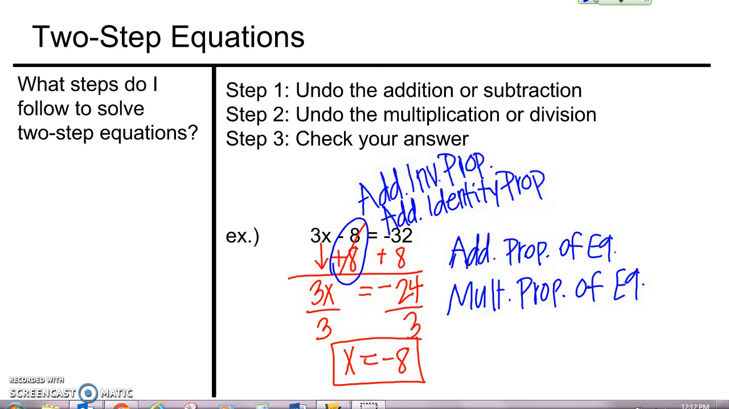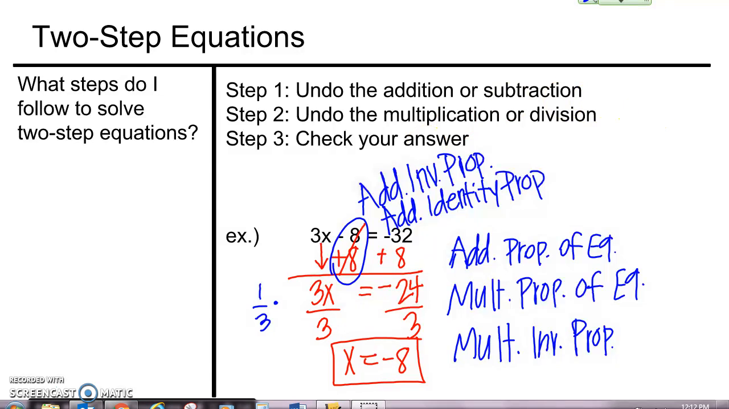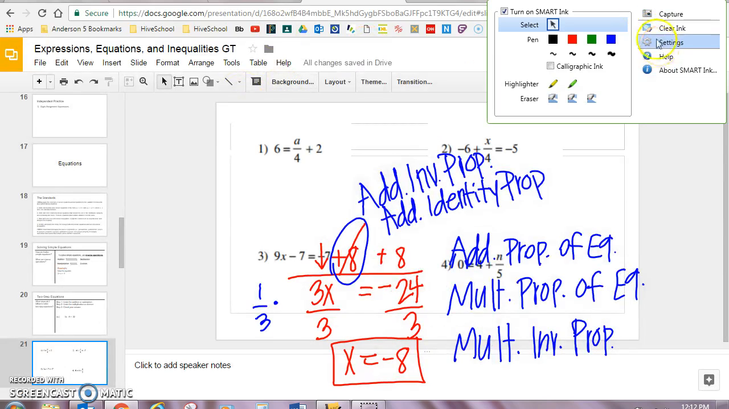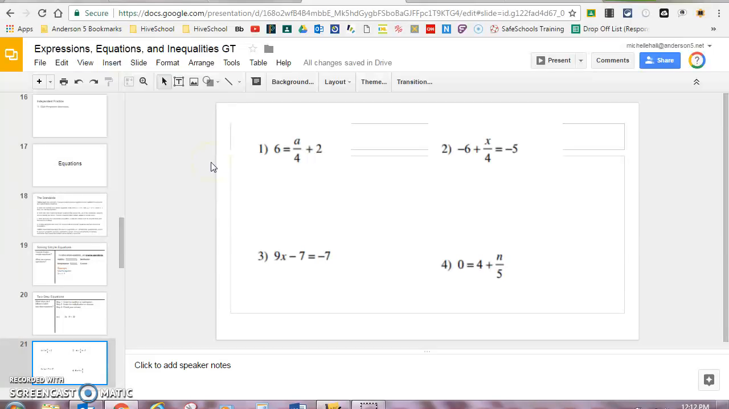We know that dividing by 3 is the same as multiplying by 1/3. So that's what we did there. And then we use the multiplicative inverse property to cancel, and we ended up with x equals negative 8. So that's kind of your refresher on your properties.